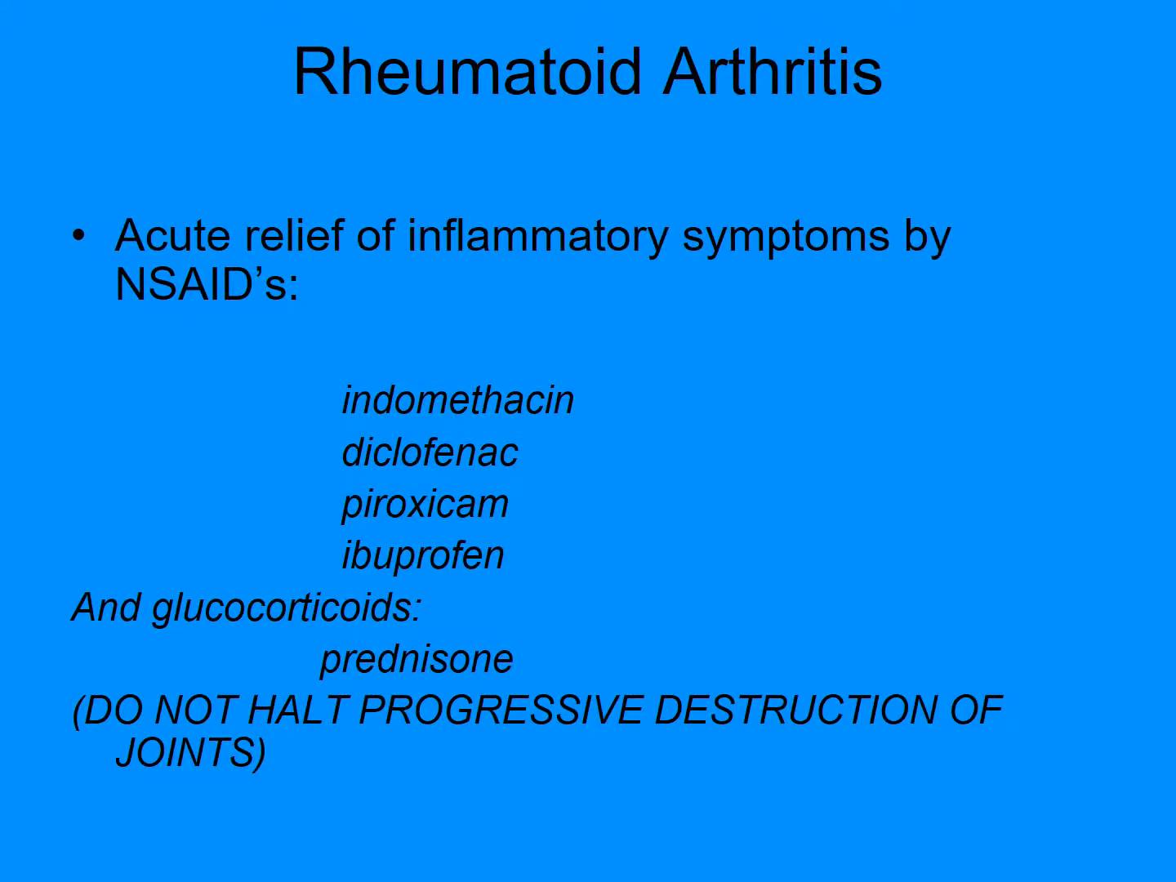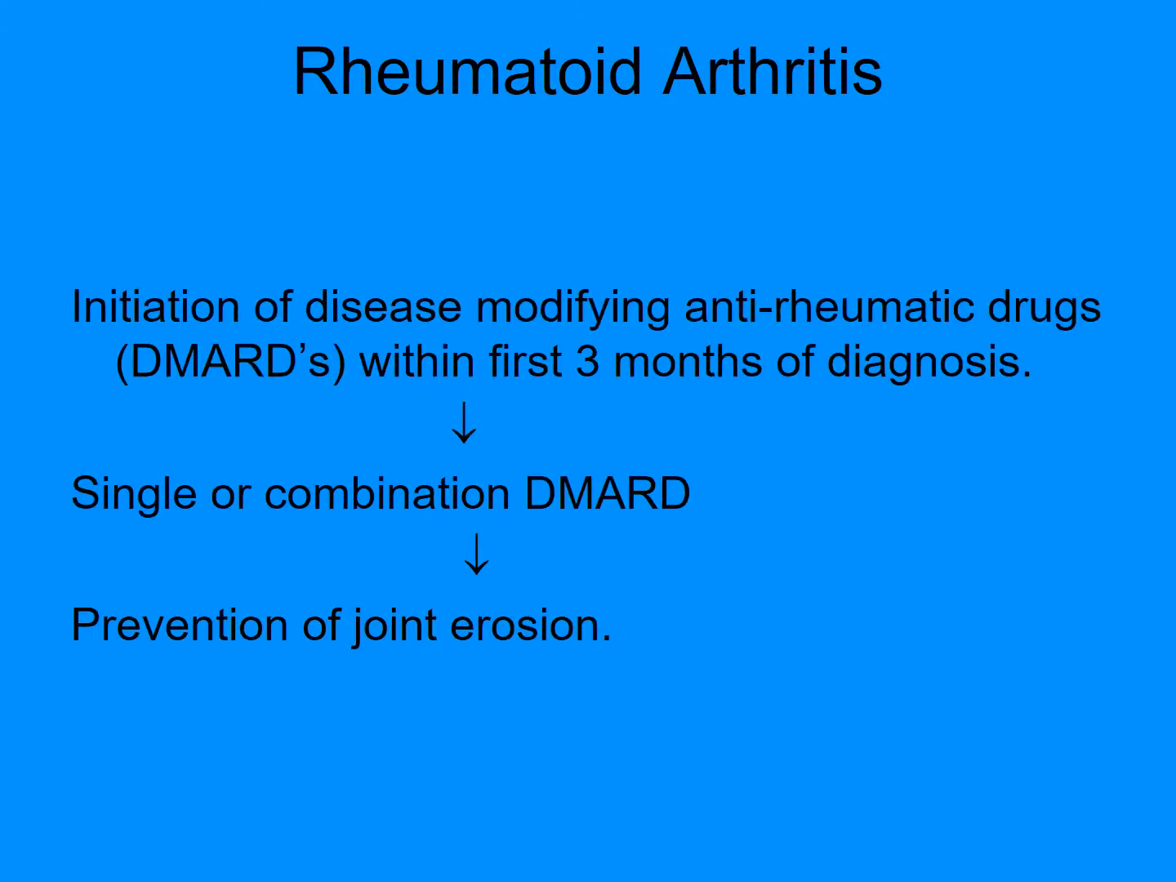The acute relief of inflammatory symptoms may be produced by NSAIDs such as indomethacin, diclofenac, piroxicam, and ibuprofen, together with glucocorticoids such as prednisone, but they will not halt the progression of the joint destruction.